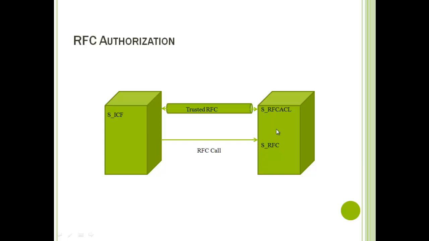For non-trusted systems, S_RFC is the main object which is used for RFC communication. If you go through any audit procedures or compliance requirements, S_RFC is going to be one of the key authorization objects you are going to look into. This has mainly three fields. If you simply put star star star, the source system can extract any kind of data from the target. So it's very important that we understand this concept and restrict as much as possible.